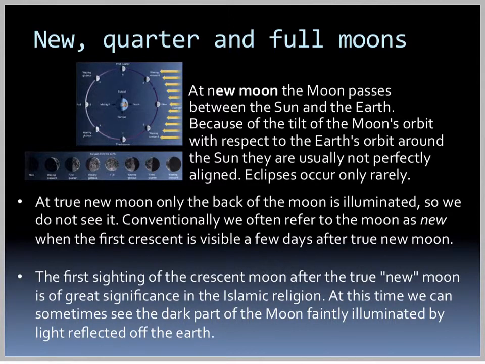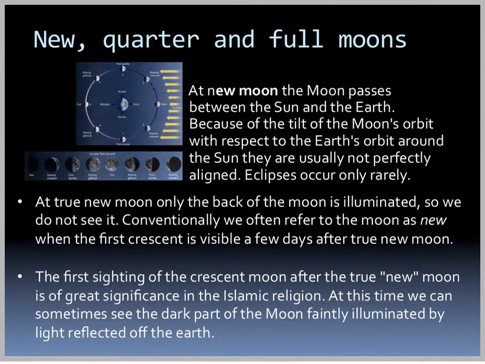So at new moon, the moon passes between the Sun and the Earth. Because of the tilt of the moon's orbit with respect to the Earth's orbit around the Sun, they're usually not perfectly aligned, so eclipses occur only rarely. At true new moon, only the back of the moon is illuminated, so we do not see it. Conventionally, we often refer to the moon as new when the first crescent is visible a few days after a new moon.